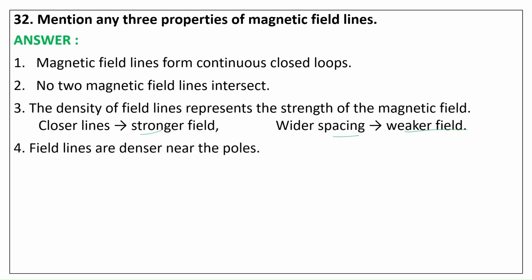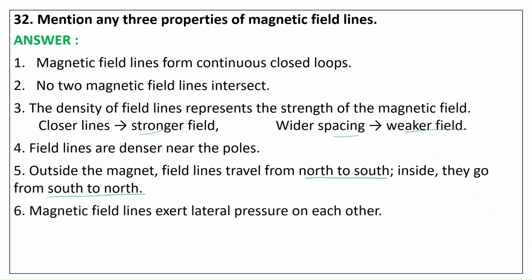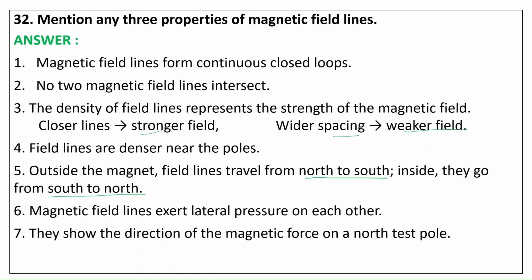4. Field lines are denser near the poles, because the magnetic field is strongest at the poles of a magnet. 5. Outside the magnet, field lines travel from north to south. Inside, they go from south to north. 6. Magnetic field lines exert lateral pressure on each other. This is why they tend to spread out sideways and repel each other. 7. They show the direction of the magnetic force on a north test pole.